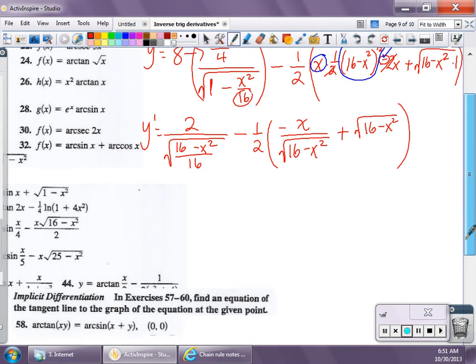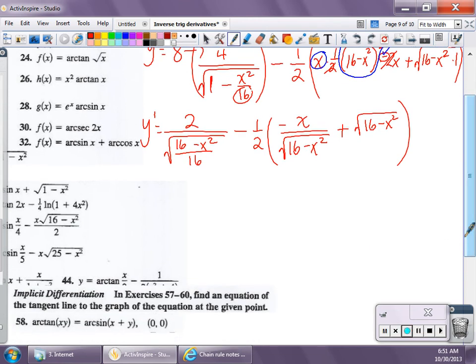Okay, further in cleaning, and this is really the big deal, it's just lots and lots of algebra. In the first term, notice that I have a 16 in the denominator, so think of that as 1/16. I can take the square root of that, and I would have 2 over the square root of 1/16, which is 1/4, times the square root of 16 minus x squared.